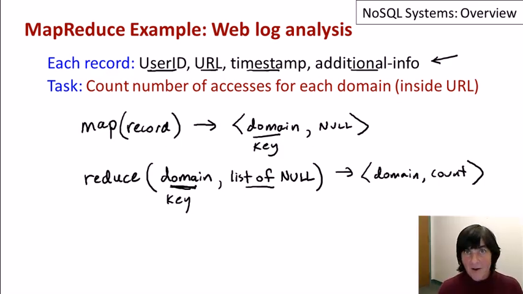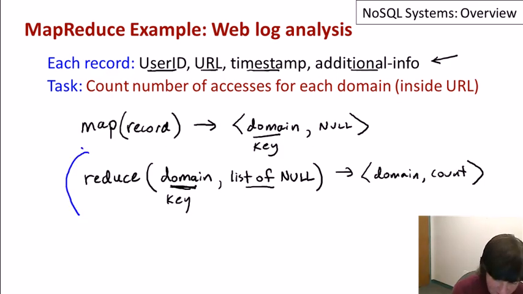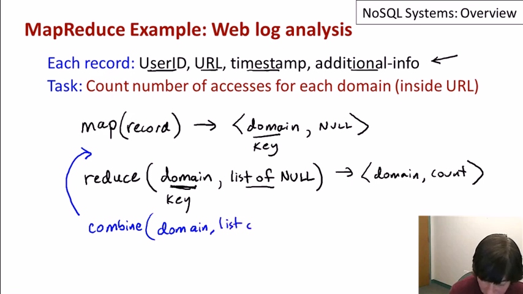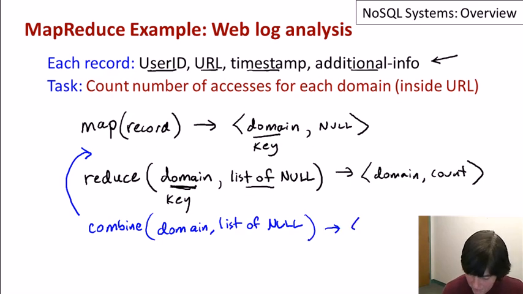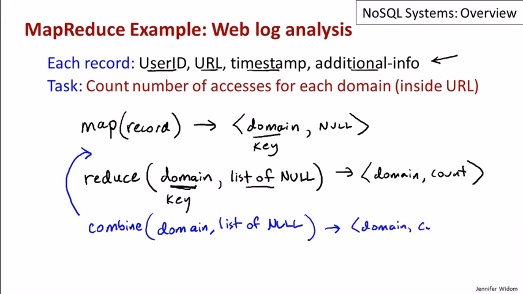Now let me give an example of how that combiner function will be used. The combiner function, as a reminder, will operate at the same node as a mapper and do some sort of pre-aggregation of the data. So for example, we could use a combiner, we'll put that right here after the mapper, and the combine function is going to take the domain and the list of nulls. Actually, it's going to do exactly what the reduce function was doing, and it's going to produce the domain and a count. And so that at each individual node will count up how many accesses there were to that domain in the data that's being processed at that node.